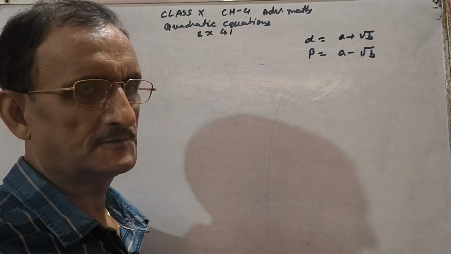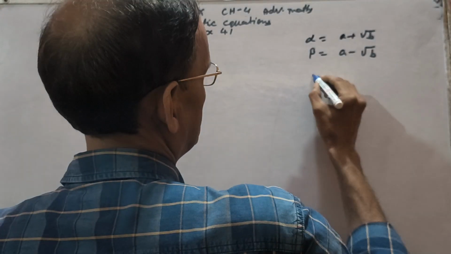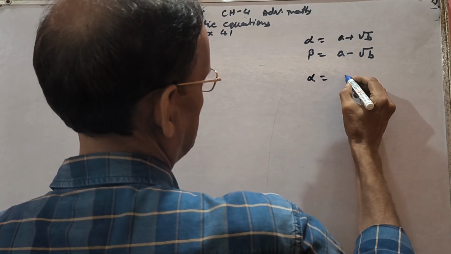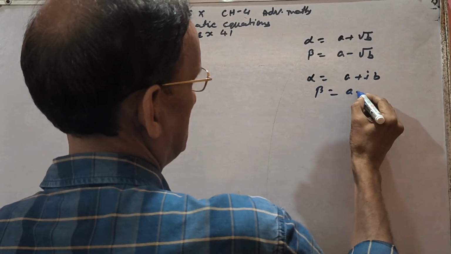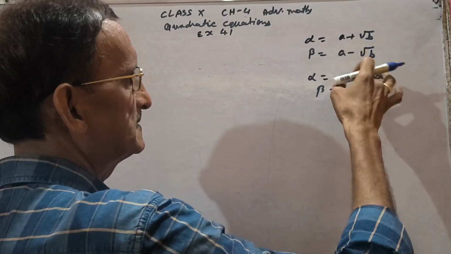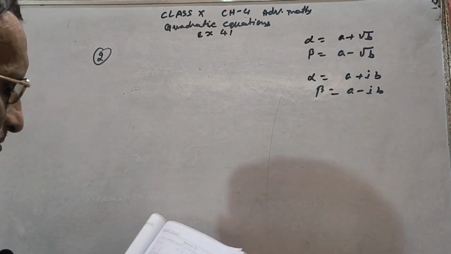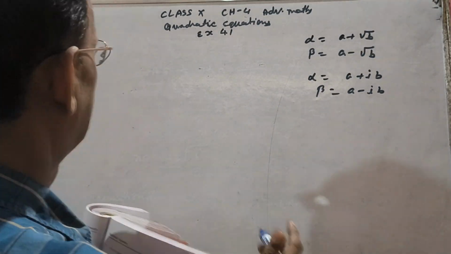Same is in the case of imaginary roots. If first root will be a plus ib, then second will be obviously a minus ib. If one is given, the other is automatically given. So that's why in number 2 only one root is given.